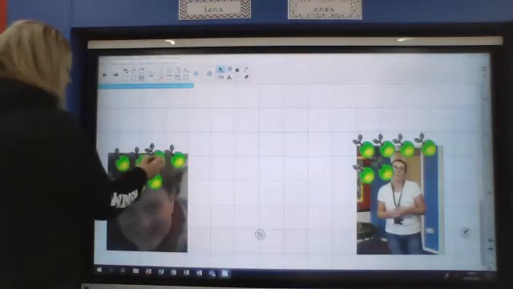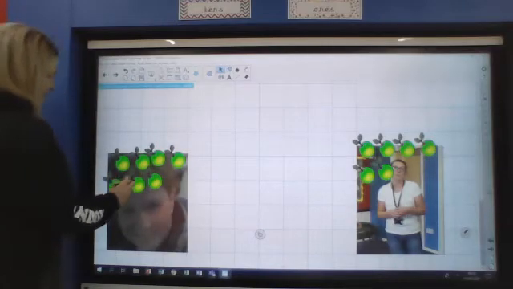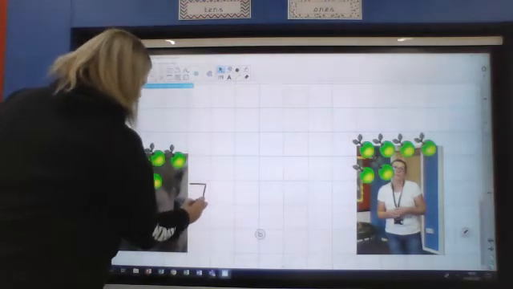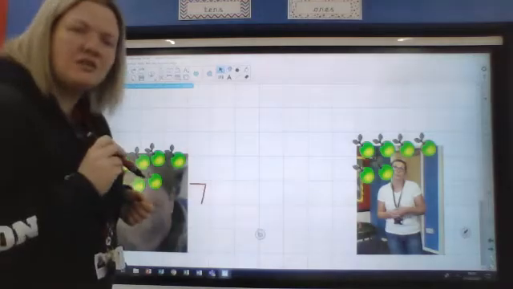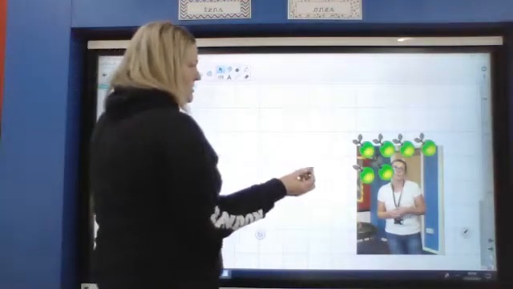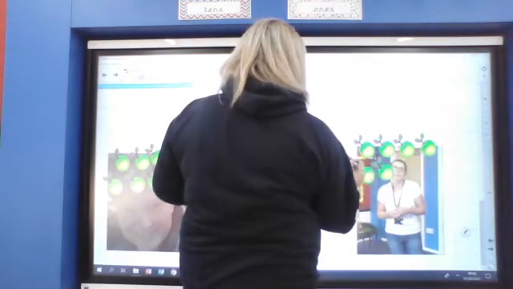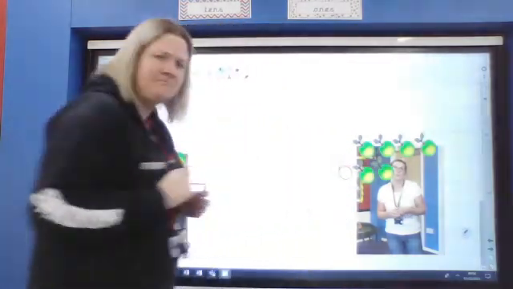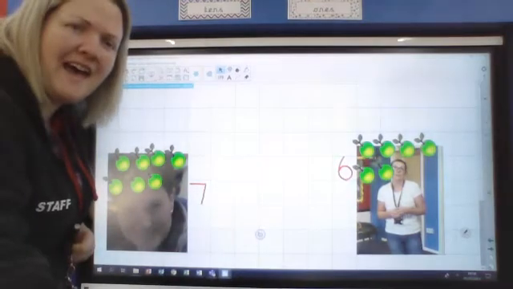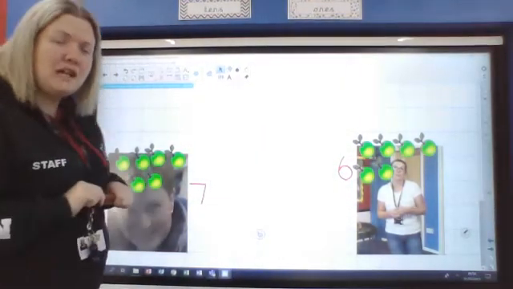1, 2, 3, 4, 5, 6, 7. Mrs. Beckett has got 7. Let's see how many Miss Wildig's got. 1, 2, 3, 4, 5, 6. Is that fair? Have they both got an equal amount?